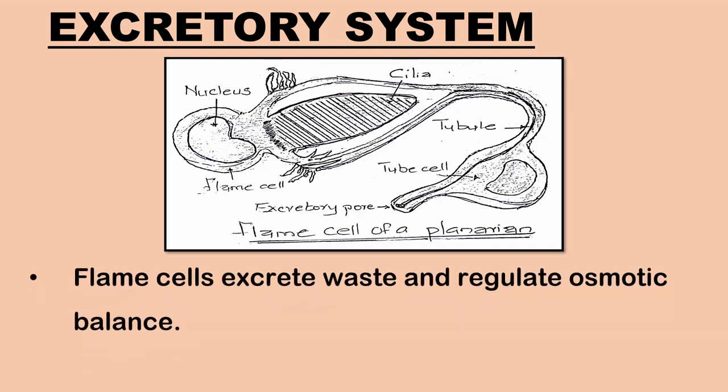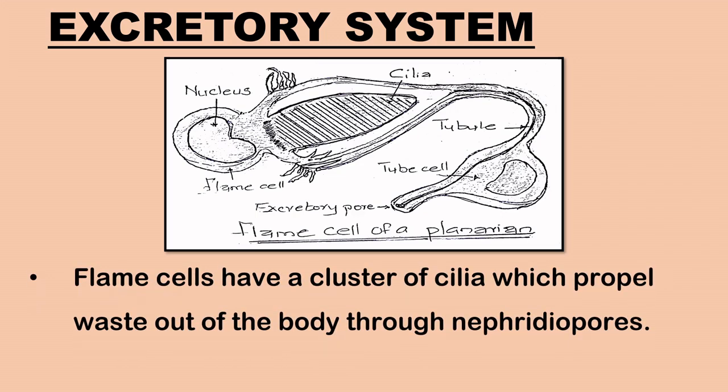The flame cells excrete waste and regulate osmotic balance. These cells have a cluster of cilia which propel waste through the tubules and out of the body with the help of excretory pores called nephridiopores that open on the body surface.